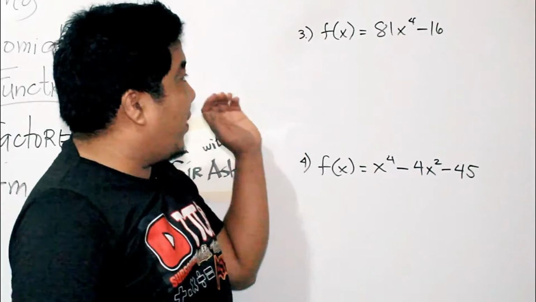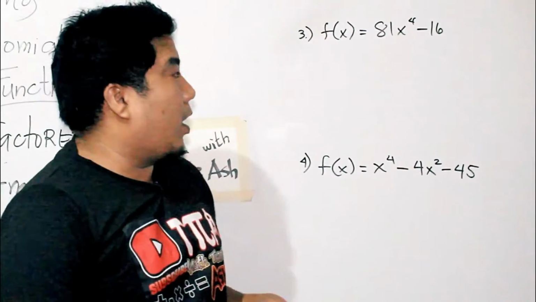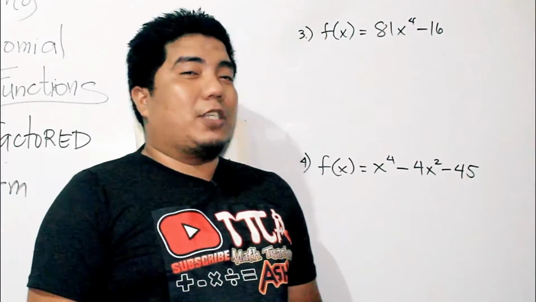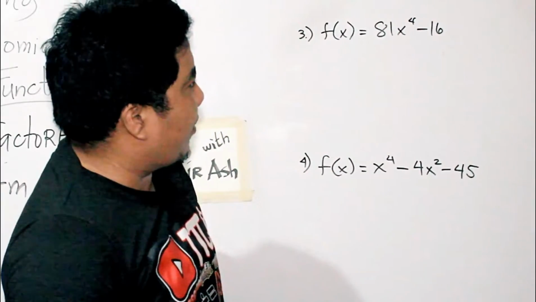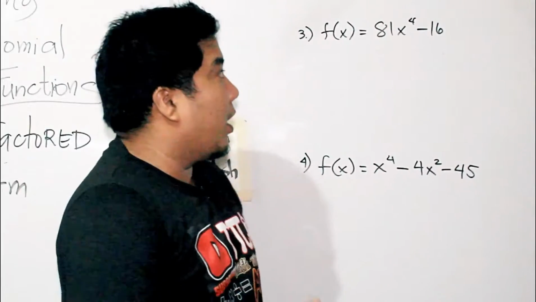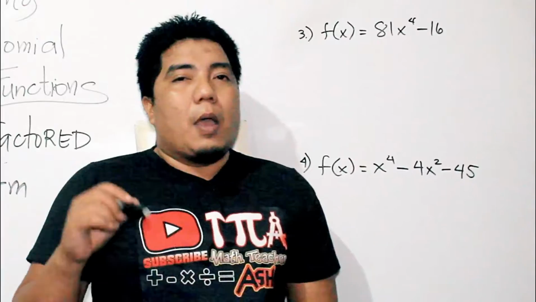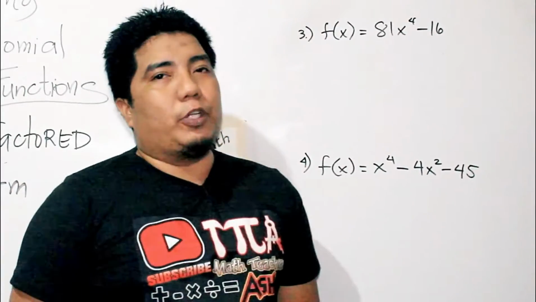Okay, math learners, we have here two more examples for part 2 of our lesson on writing polynomial functions in factored form. The first one is f of x is equal to 81x to the 4th minus 16, and the second one is f of x is equal to x to the 4th minus 4x squared minus 45.